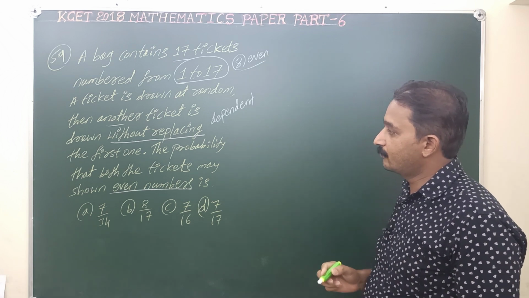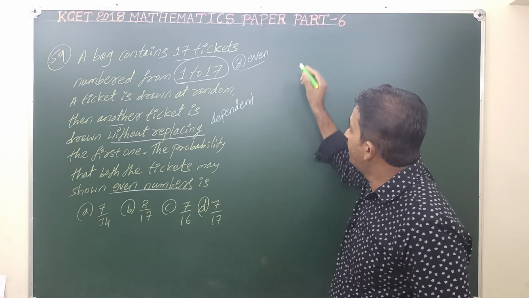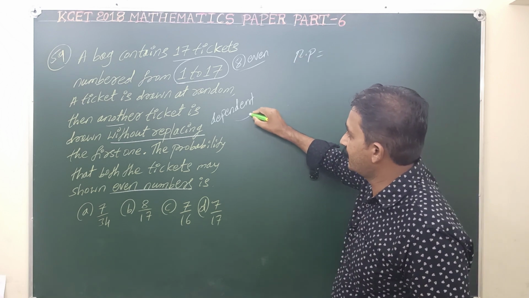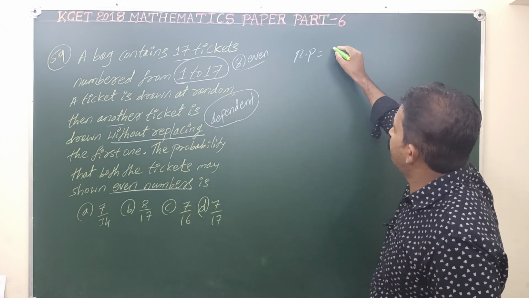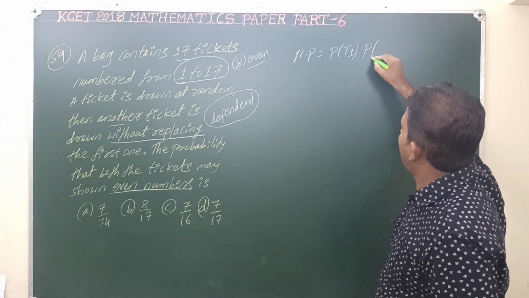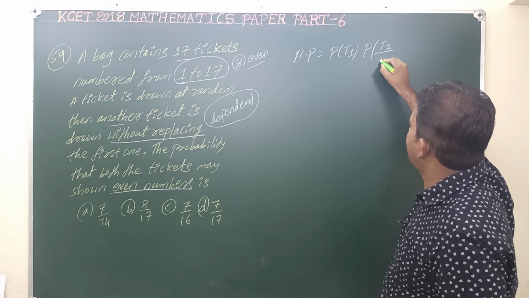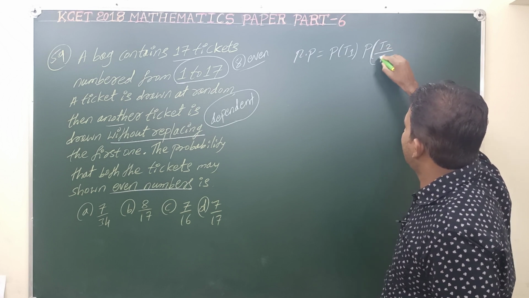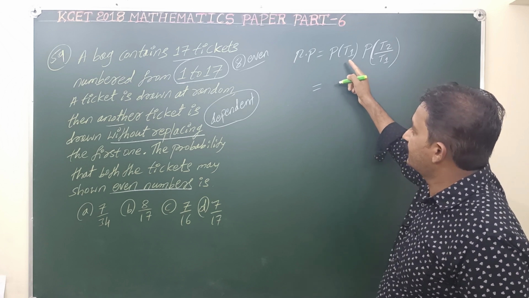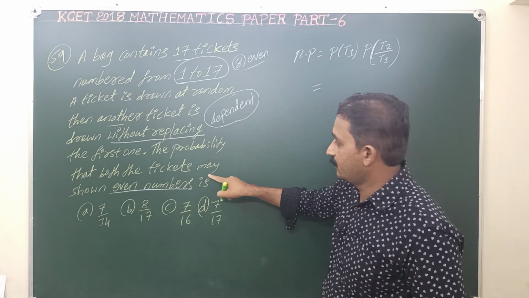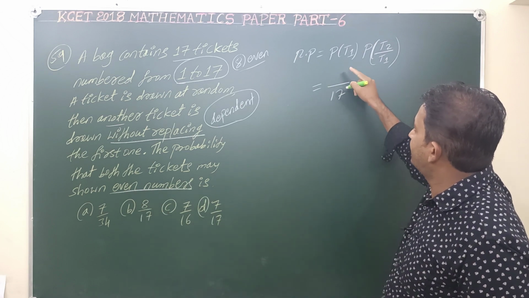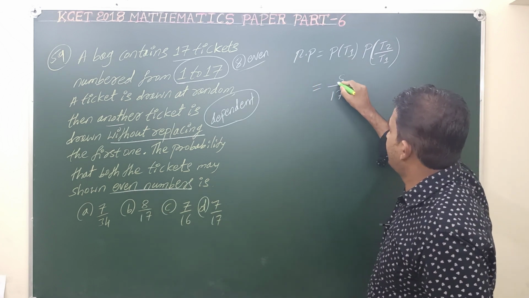So using the multiplication theorem rule, required probability is equal to, here 2 events are there, both are dependent events. So first the probability of the first ticket, and then the probability of the second ticket when T1, the first ticket, has already occurred. So here probability of T1 is nothing but what? Even ticket may show even. So how many tickets are there? 17. Among these 8 are even, 8 by 17.